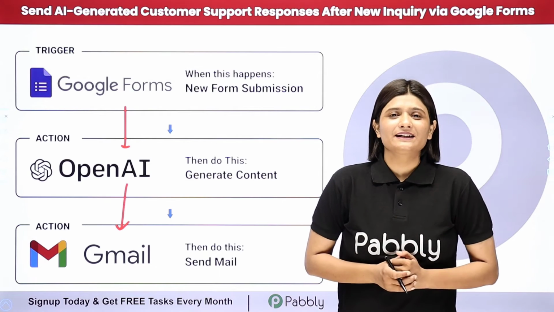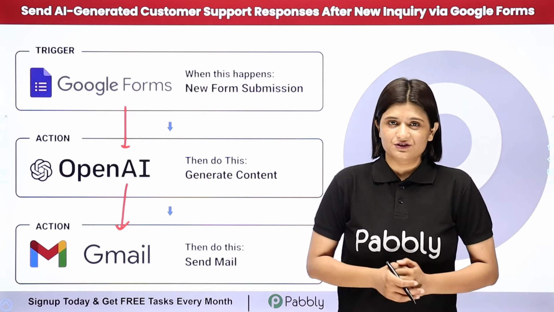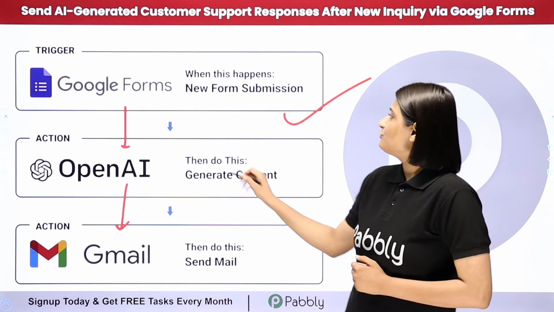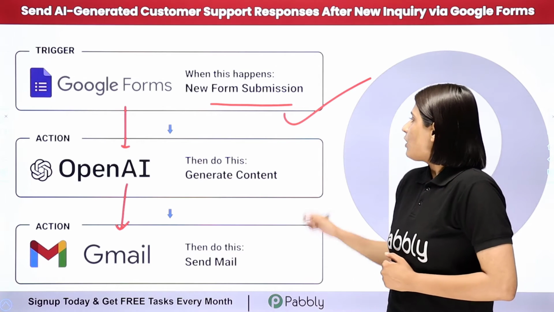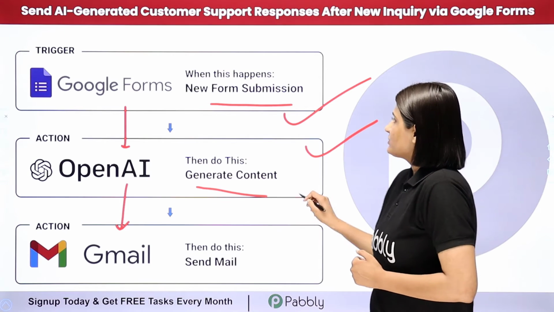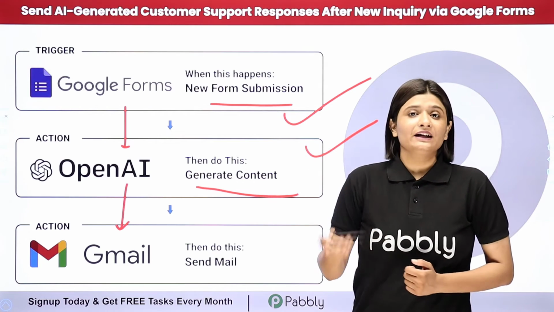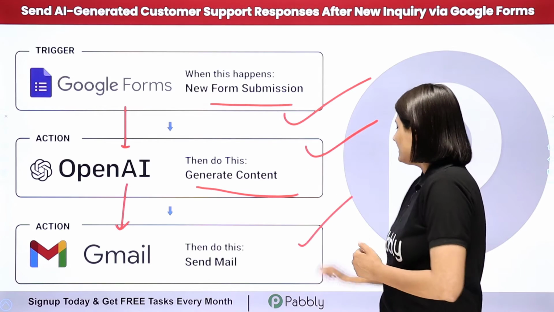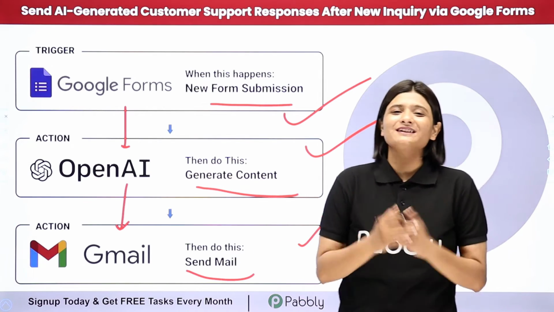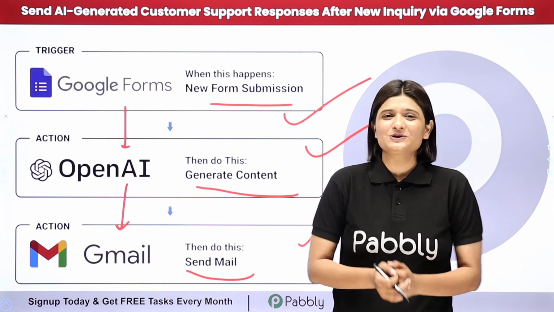With the help of Pabbly Connect, I'm going to build this connection in such a way that whenever I'm going to receive a new form submission from Google Forms, automatically the content will be generated, or the response will be generated for that inquiry, and it will be sent with the help of mail. Now, if you want to learn the step-by-step process, then let me take you all to my screen.